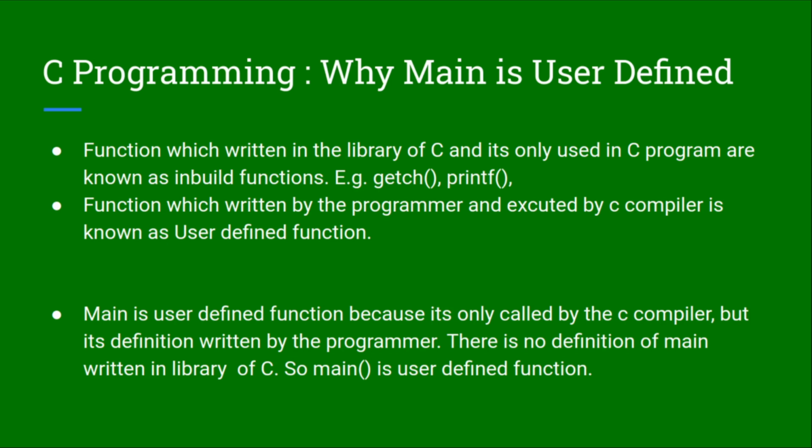So this is the main difference between a user defined function and a predefined or inbuilt function. The next question is why main is a user defined function. Main is a user defined function because it is only called by the C compiler, but its definition is written by the programmer. There is no definition of main written in the library of C. So main is a user defined function. So what is that?